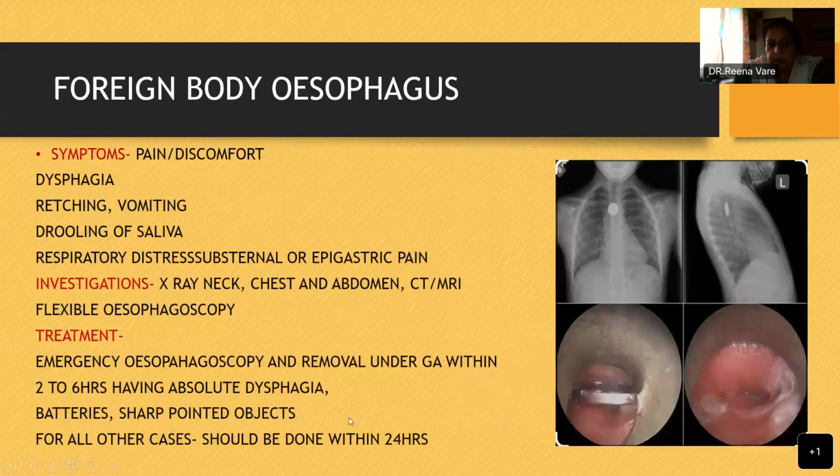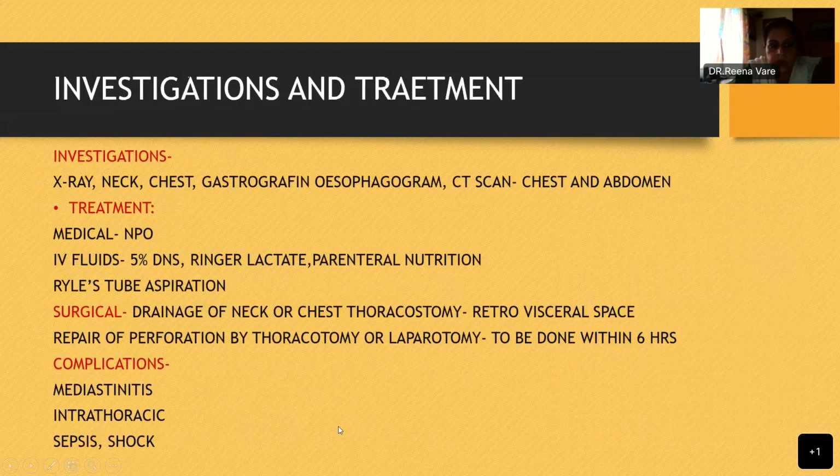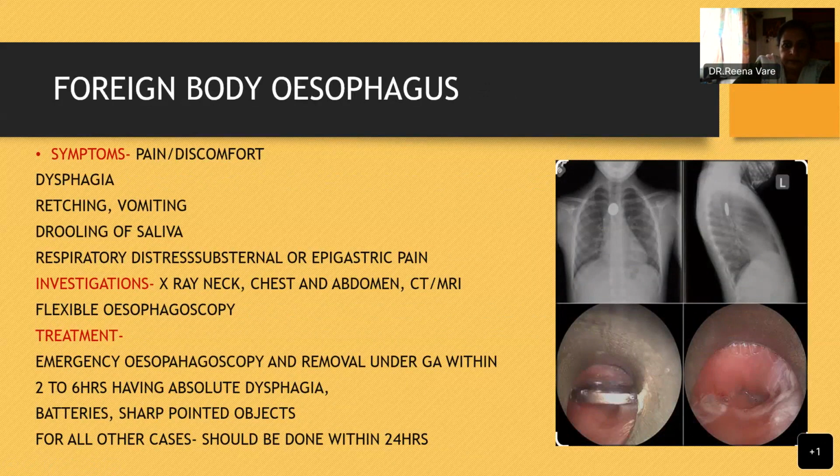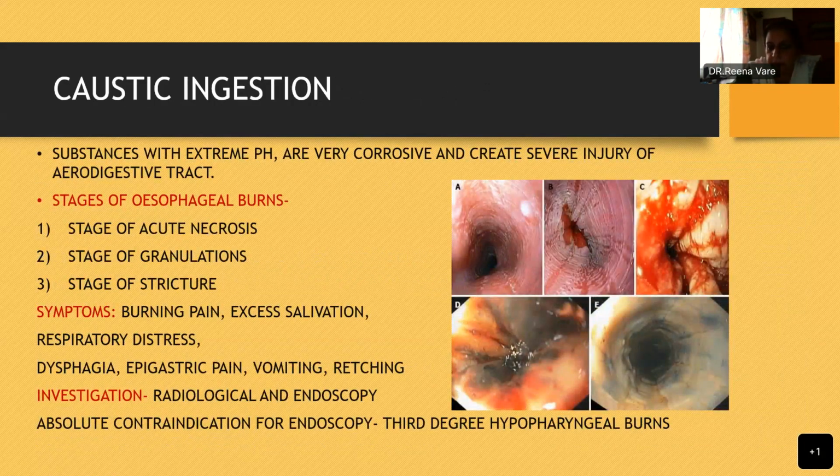So the patient will complain of burning pain. The patient will have excessive salivation, respiratory distress, vomiting, epigastric pain, and retching. Now, the investigation of choice again for this case will be radiological and endoscopic.